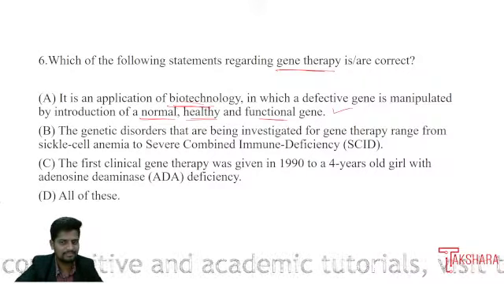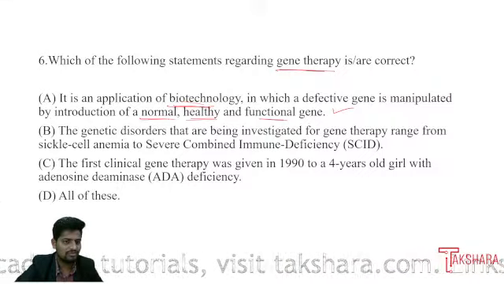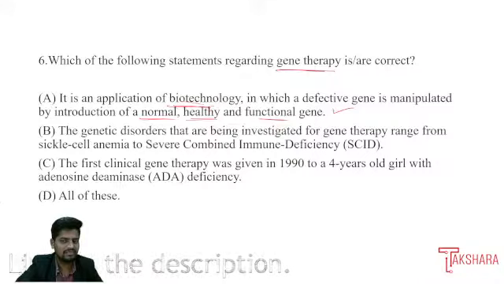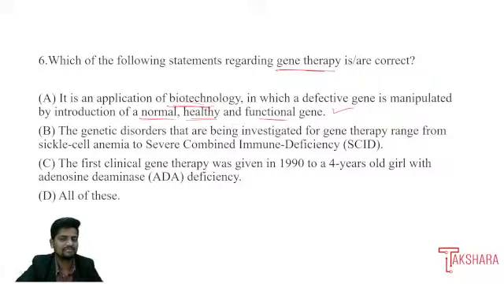Statement one is definitely correct. And statement two: the genetic disorders that are being investigated for gene therapy range from sickle cell anemia and severe combined immunodeficiency syndrome or deficiency diseases. So with the gene therapy technique, we investigate a variety of different diseases with modification.